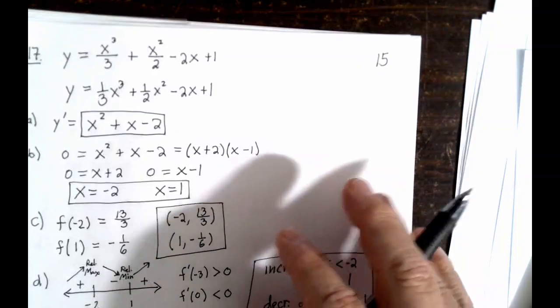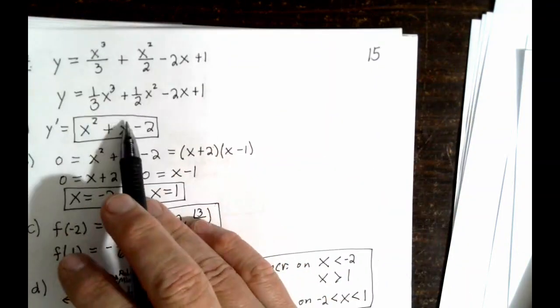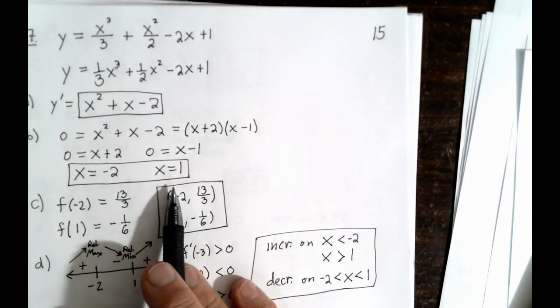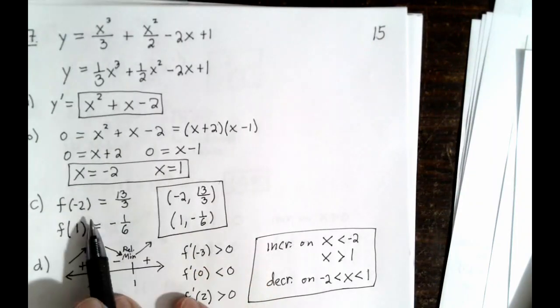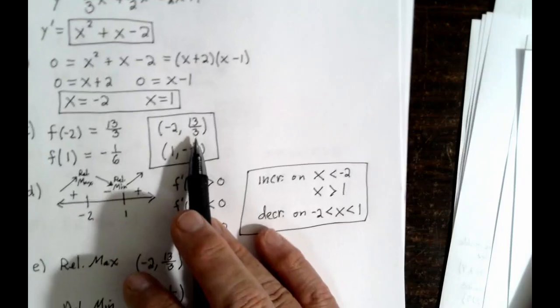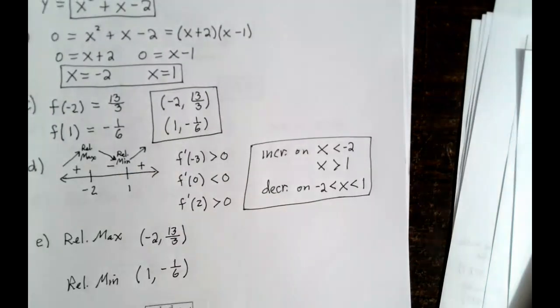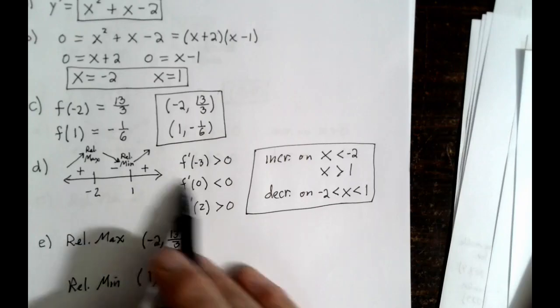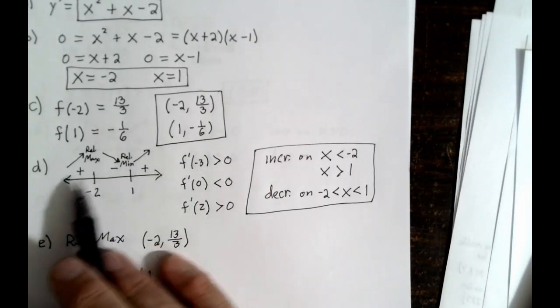17, same idea, all 5 steps. So we take the first derivative, we get this, we factor it, set it equal to 0, we get our critical values. Plug those into the original function to get our critical points. Now we divide up our number line using those 2 critical values and we check a number in each region and we look for the sign in each region.